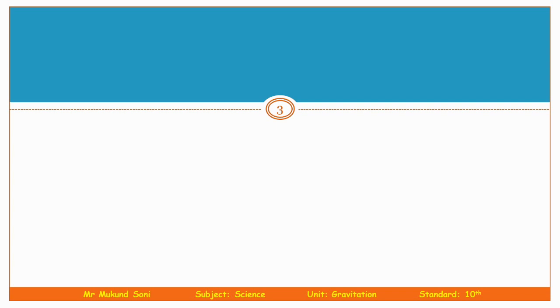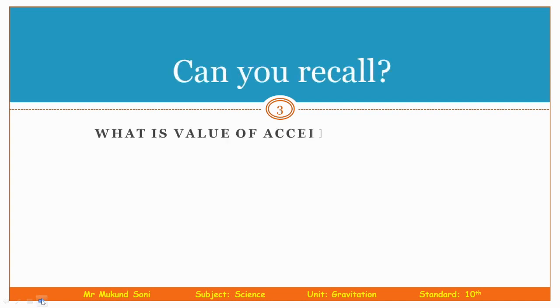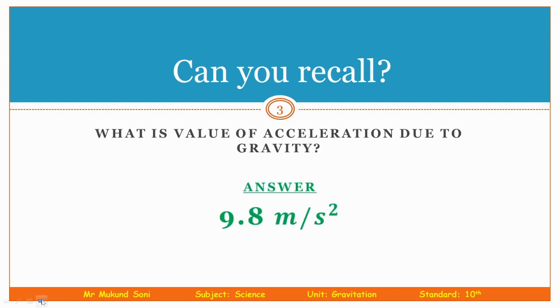Students, can you recall what is the value of acceleration due to gravity? Take your time. If you are not getting the answer quickly, you can pause the video, and once you get the answer, you can resume it to check your answer. I hope you can definitely get it. Let's try. It's 9.8 meter per second square.